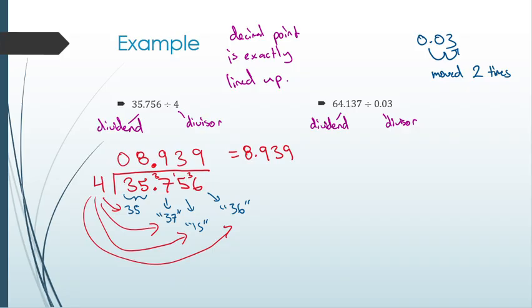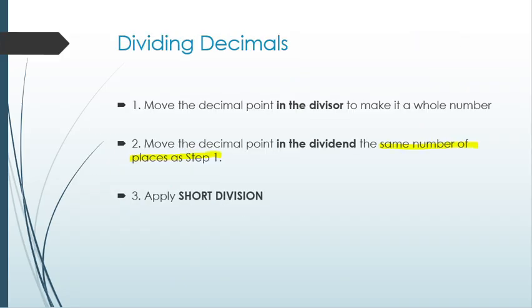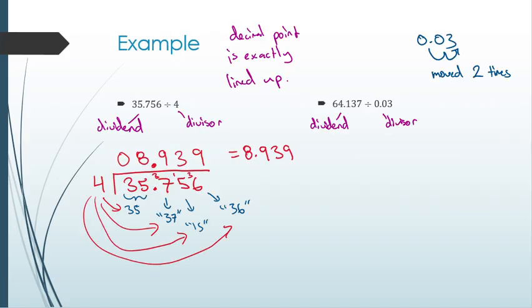And now step 2 here says that we need to move the decimal point in the dividend the same number of places as step 1. So if we move the divisor 2 times, we now need to move the dividend 2 times. So this now becomes 6413.7. Let me just write this down here. 64.137.